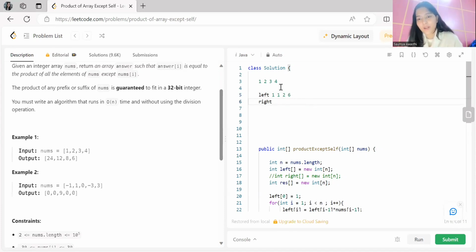Now similarly we will do it for right. In case of right also, is there anything after 4? Nothing, right? So here we will have 1. Then we'll move to this particular index. What would be the product of all the elements after that? 4. 4 into 1, we'll have 4.